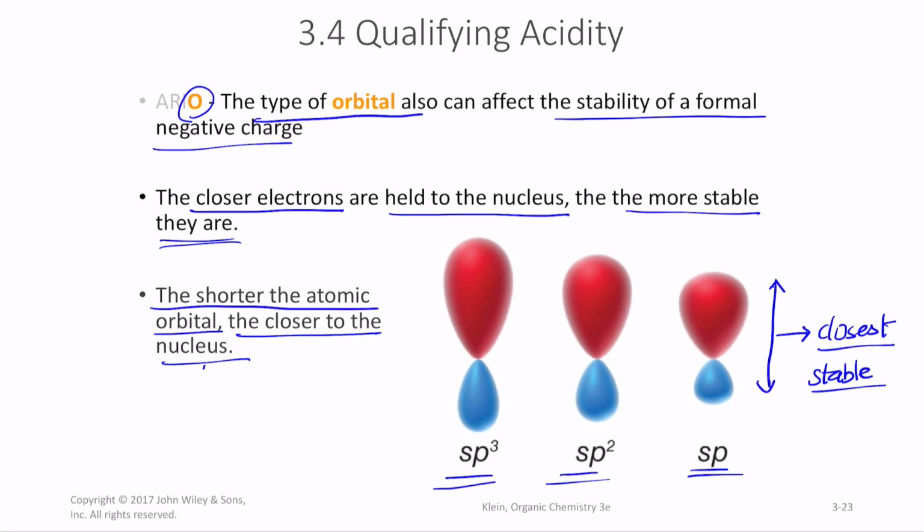This is how you can use orbitals to quantify stability. If the negative charge is on the sp orbital, it's generally going to be more stable. The second in stability is sp2, and the last is sp3, since sp3 gets the least stability because it's farthest from the nucleus.